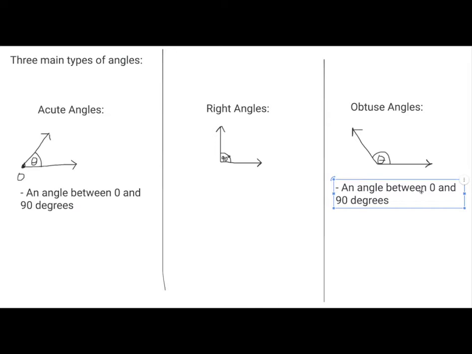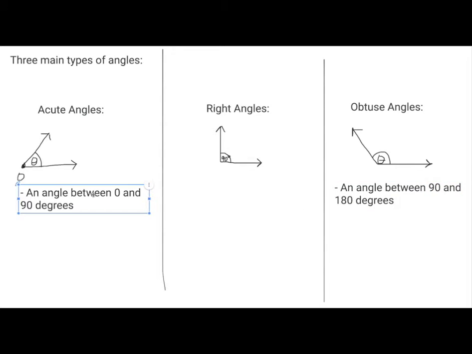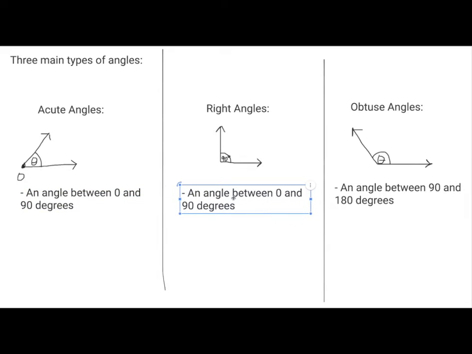An obtuse angle can be defined as an angle between 90 and 180 degrees. And then a right angle would be a 90-degree angle. Hence the 90 degrees written inside the angle.